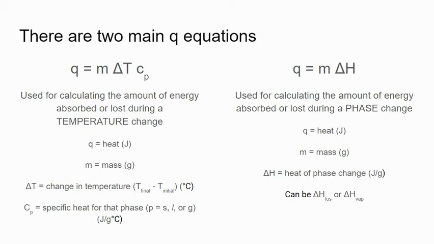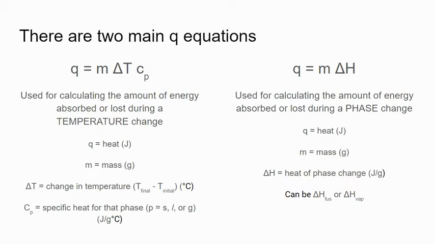So there are two main Q equations. You'll notice that they have two symbols in common. All right, so Q equals m delta T Cp, and Q equals m delta H. Q and m they have in common. Q is heat in joules. m, as per usual, is mass measured in grams. Okay, so your biggest task is going to be to decide when to use each equation, because you're always going to have one of two options. It's either m delta T Cp or m delta H. Well, m delta T Cp is used for calculating the amount of energy absorbed or lost specifically during a temperature change.